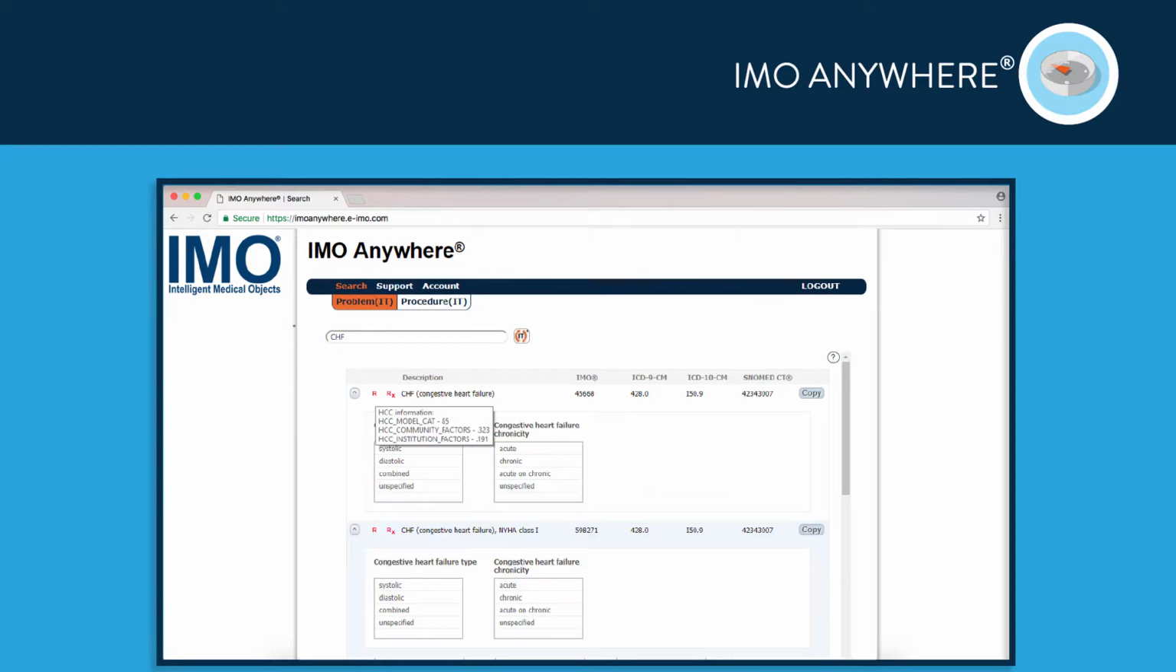IMO Anywhere also provides indicators for diagnoses that affect risk-based payments. The two types of hierarchical condition categories, or HCCs, are noted by a red R and RX icons respectively for any diagnosis that falls in one or both categories.